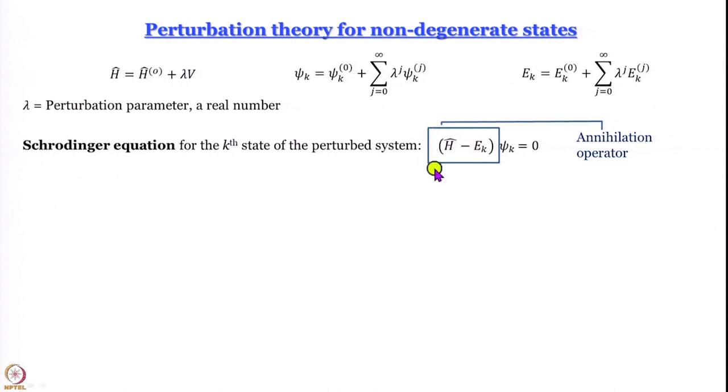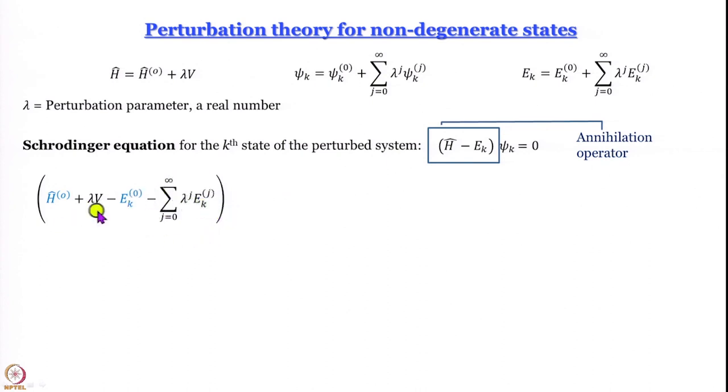Instead of h hat, we write the expression h hat 0th plus lambda v. Instead of e k, we write e k 0th plus this sum of perturbation terms. Instead of psi k, we write this expression here. When we do that, this is what the Hamiltonian becomes: 0th order Hamiltonian plus lambda v minus this expression for e k, 0th order energy for, remember, the kth state, minus the sum of the perturbation terms.